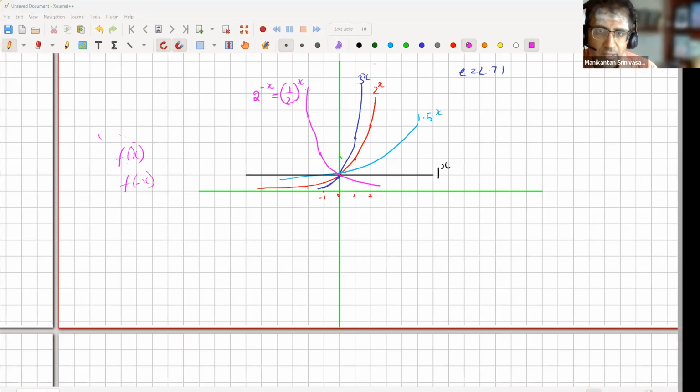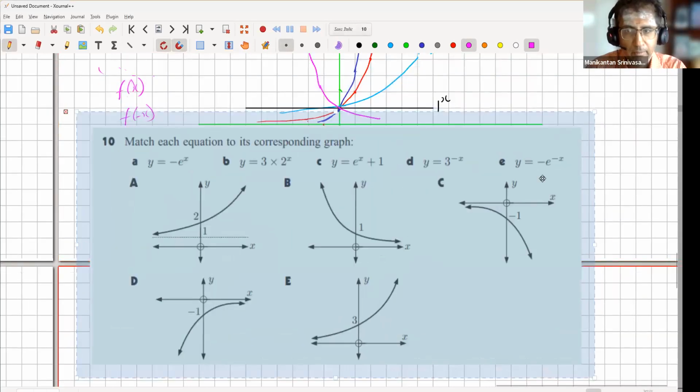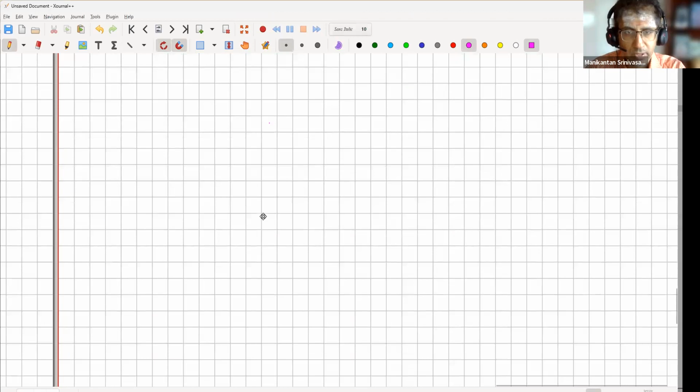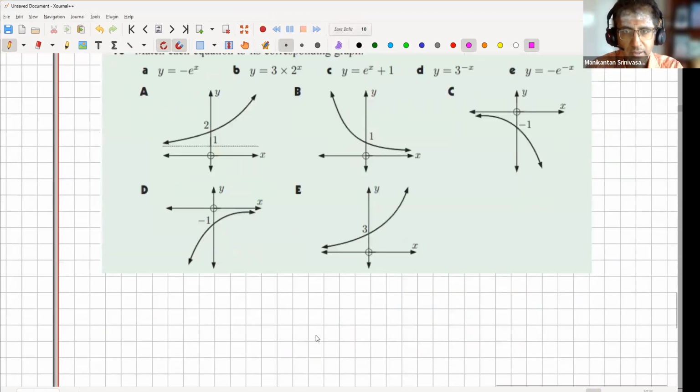So with that background, can we do question 10? Map the following: small a, b, c, d, e to the capital ones. Which is which? Can you repeat what you just said? Question 10. Map the following from capitals to small.